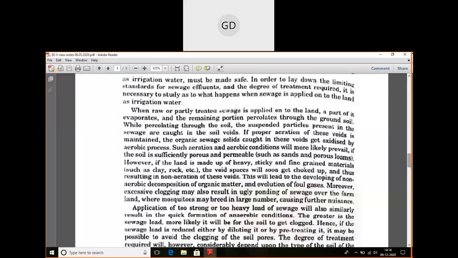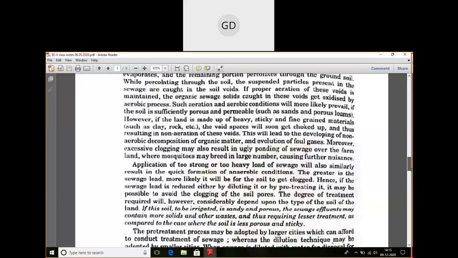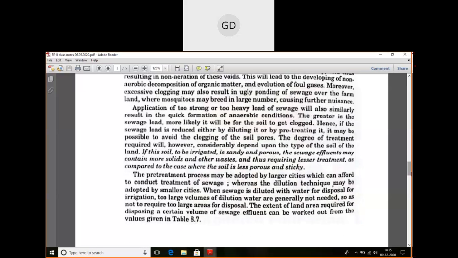Okay, if it is diluted or pre-treated, then it might be possible to avoid the clogging of the soil pores. Now, the degree of treatment that will be required will depend upon the soil type. Obviously it will depend upon the type of the soil.